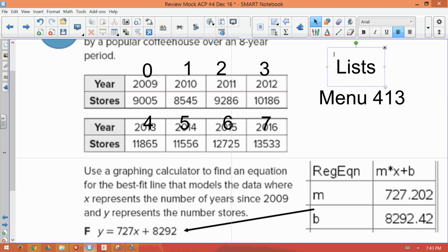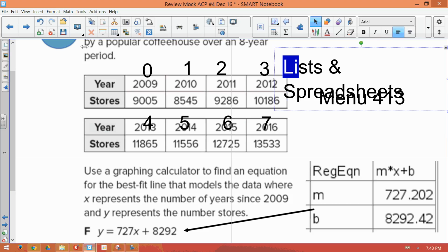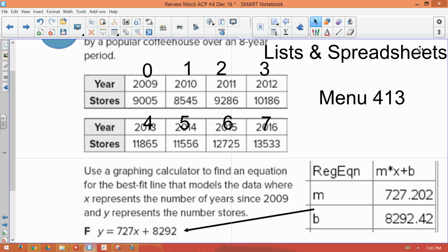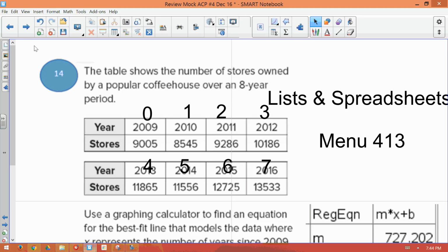I think it's lists and spreadsheets. That looks messy. See if I can straighten this up. Yeah, that's better. Okay, that's enough. All right, lists and spreadsheets. All right, you put that in there, you're going to get this. Once you do menu 413, it's going to tell you m is 727, and you round that and that's basically it. I mean, it's really just straightforward.